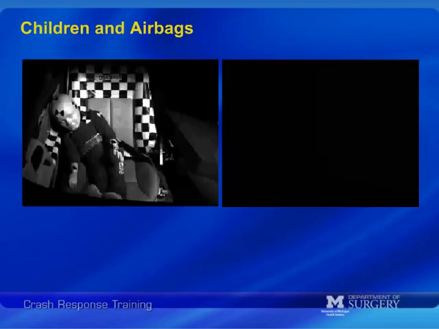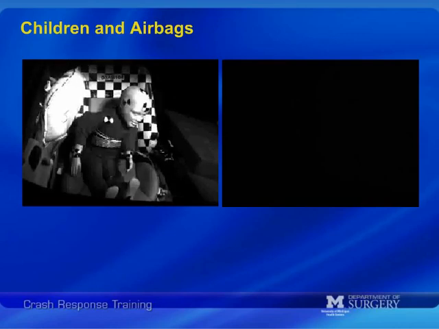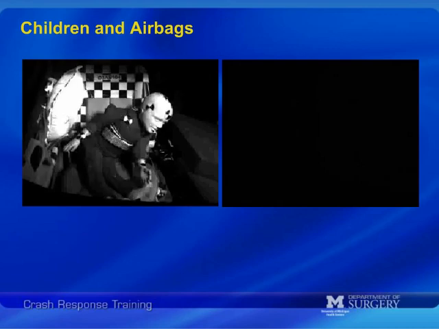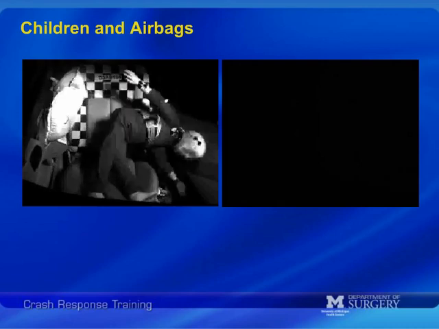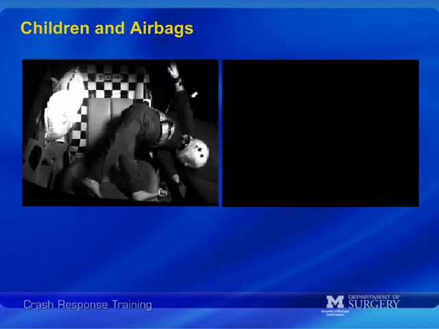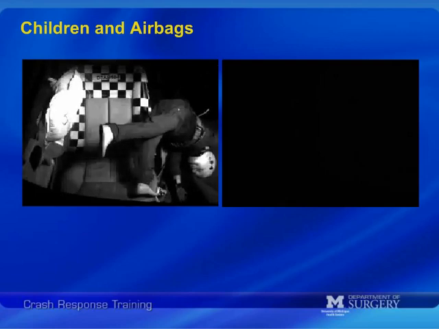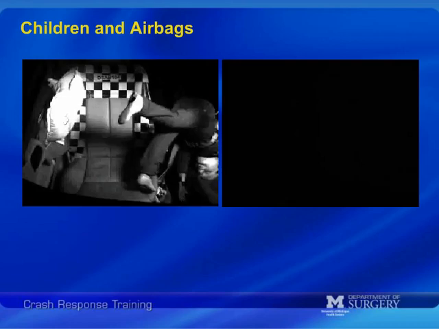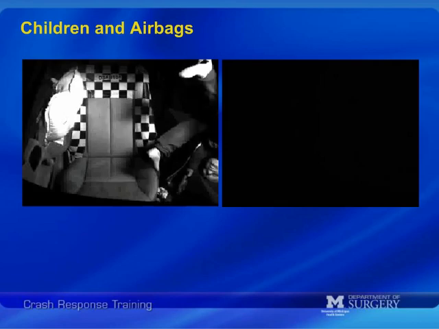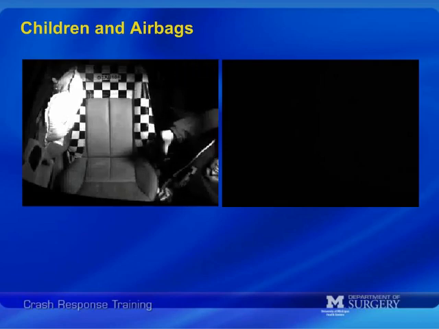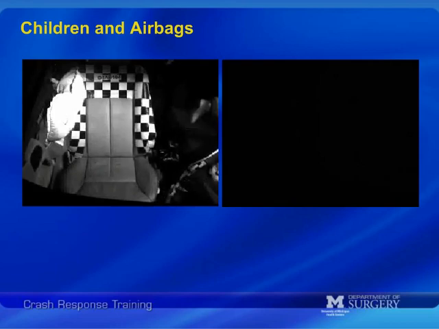Let's take a look at some additional videos that just illustrate the force of an airbag and how dangerous that force can be to a child. You can see here in this video on the left what happens when a side airbag deploys near the head of a child. It takes the head and flings it across the car with the child's body following. So you can imagine the types of forces that are being generated that can cause damage to the head, to the brain inside, and to the neck as well.